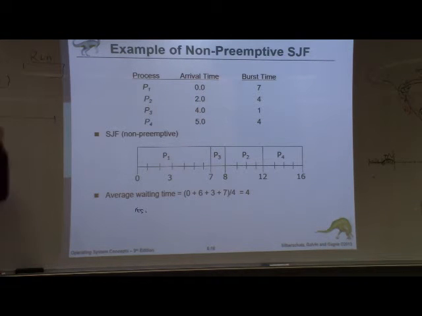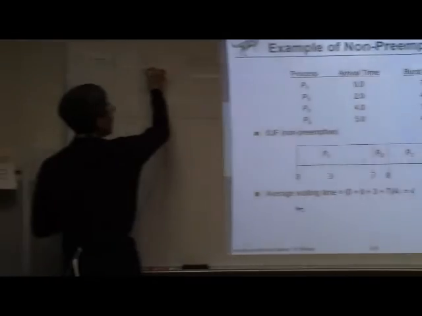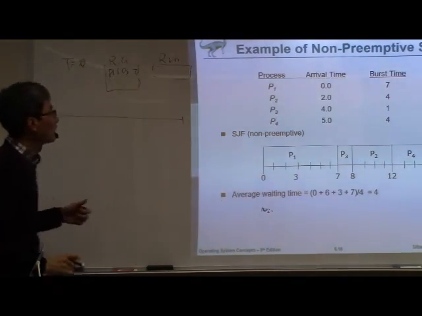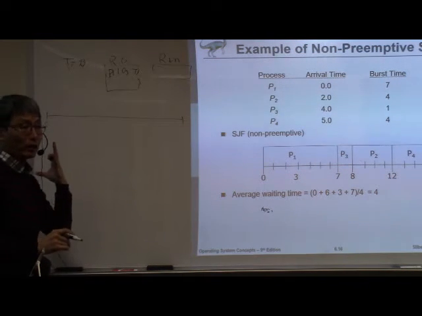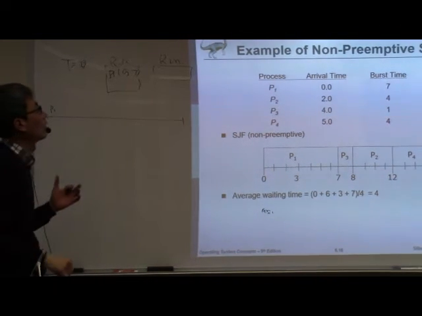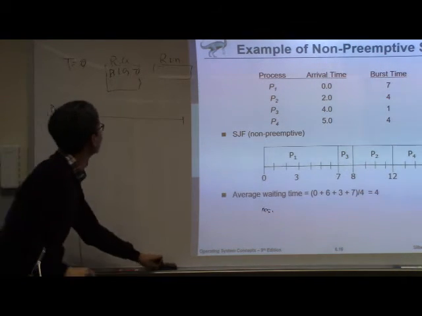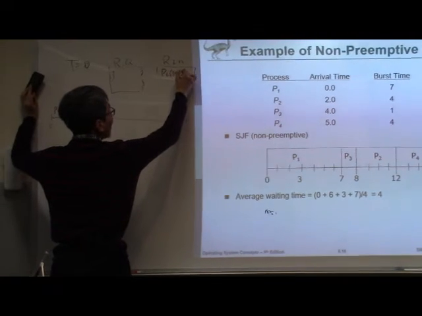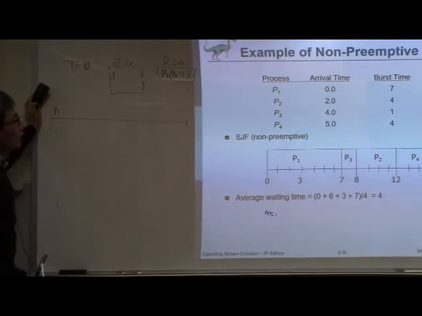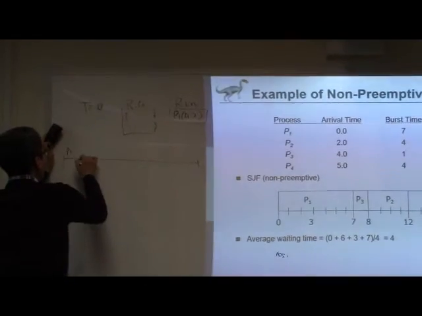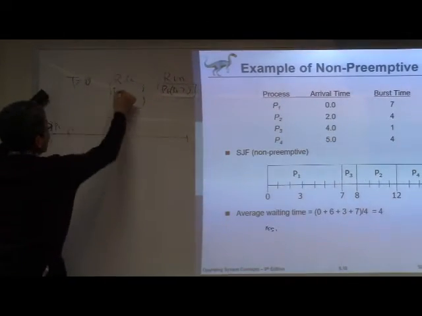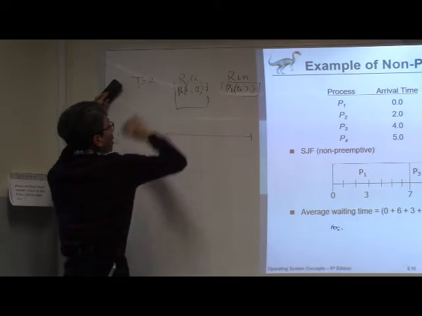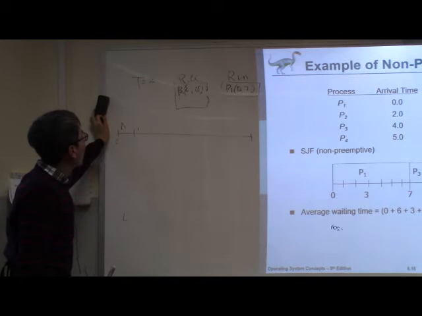So P1 arrives at time 0. P1 has 0 arrival time and CPU burst time 7. Then it will be selected right away. So P1 is here, P1 is 0 and 7. Then P2 arrives at time 2, so arrival time 2 and CPU burst time 4.